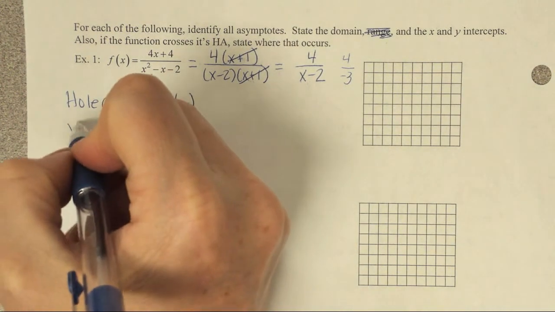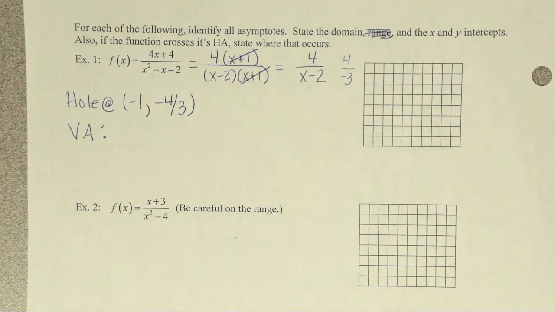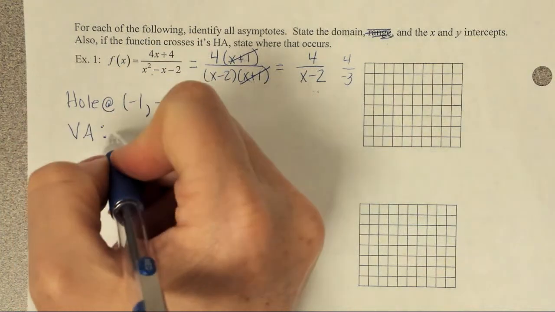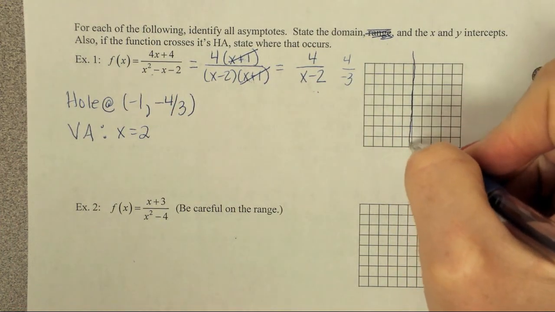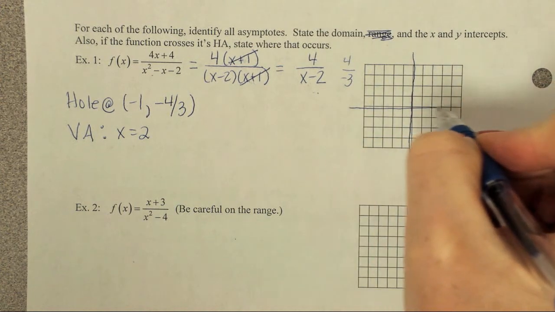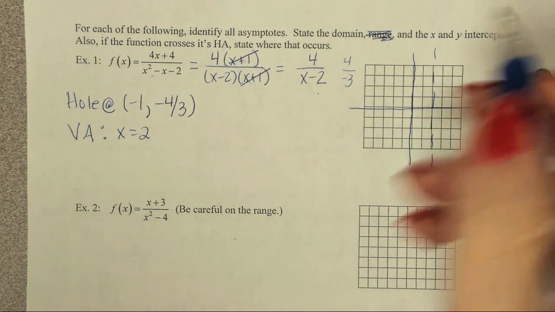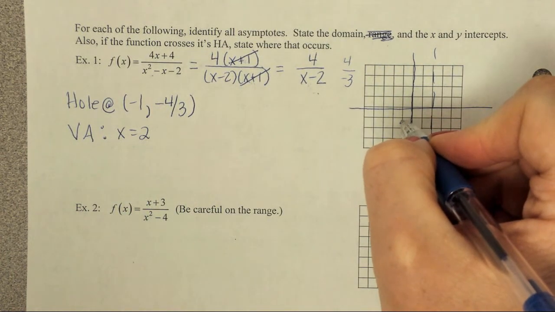Vertical asymptote. Logan, do you know where the vertical asymptote would be? Whatever makes that denominator 0. X equals 2. So I'm going to kind of start graphing as I go. So I'm at x equals 2. I also know there's a hole in the graph at -1, -1 1/3 right there. Make that a hole in the graph.